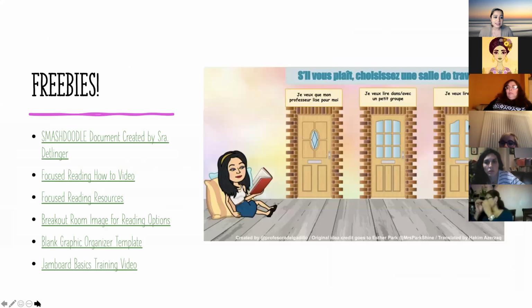Okay, so here are some freebies that I'm going to share with you. I am going to share the Smash Doodle that was created by Senorita Detlinger. Like I said, she has the whole document in there. I haven't seen anything better, not even paid, for how to do a Smash Doodle than what she has in there. She did an amazing job with that.